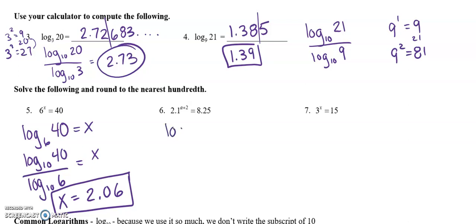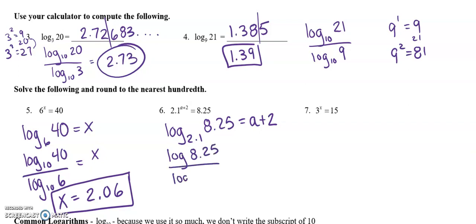Next one: 2.1 to the a plus 2 equals 8.25. Again, let's rewrite this as a log. Log base 2.1 of 8.25 equals the exponent, which is a plus 2. So on the left, we will do log base 10 of 8.25 over log base 10 of 2.1, and that's equal to a plus 2. When we do the log piece, we're going to get some decimal there.